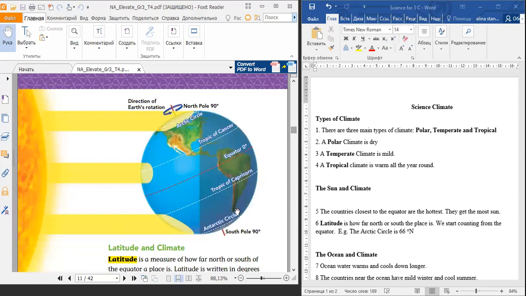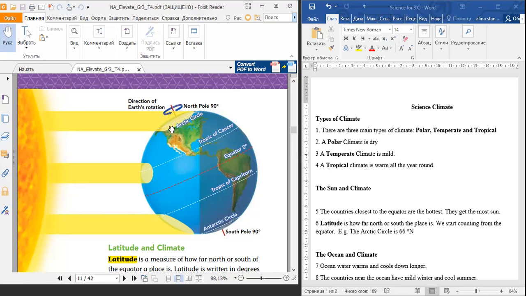Next, we discuss the sun and climate. Let's look at the picture. So the countries which are close to the equator get the most sunlight, as you can see from the picture, and are the warmest. We also talk about latitude. Latitude is how far to the north or to the south the country is from the equator. The equator is our 0 point. We start counting from here.